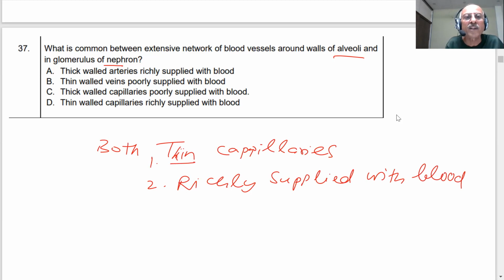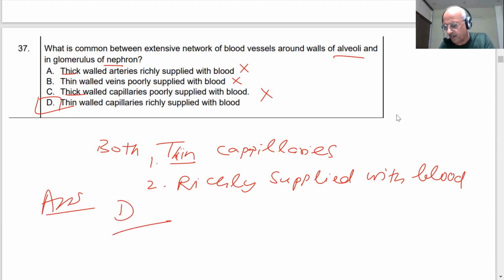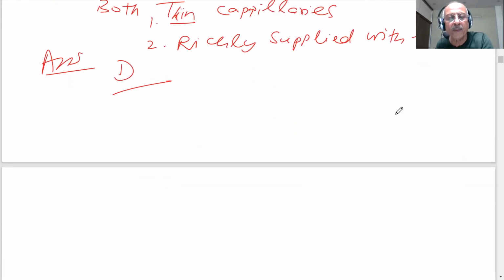Thin walled arteries richly supplied? Thick walled? These are not thick, that is wrong. They are thin. Thin walled veins, poorly supplied, that is also not correct. Thick walled capillary? They are not thick, student. Thin walled capillaries richly supplied, that is correct, because both are thin capillaries, and they are richly supplied with blood. Answer is D, student. Okay, next question.